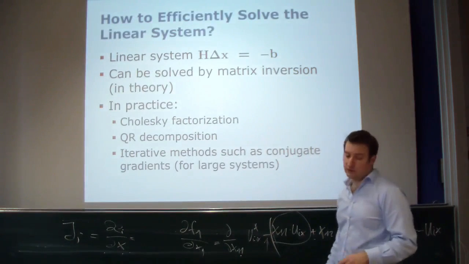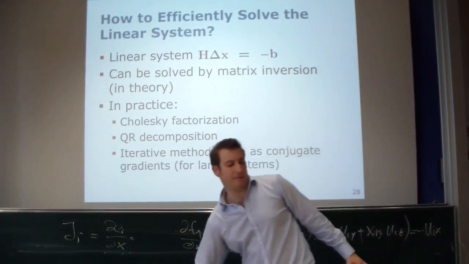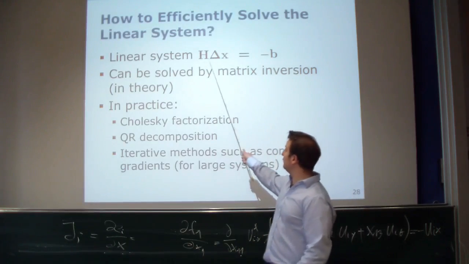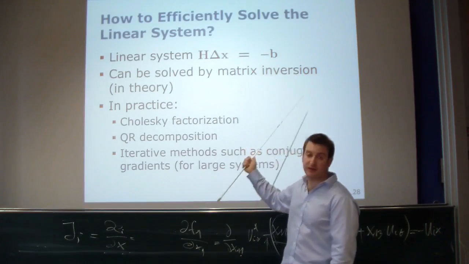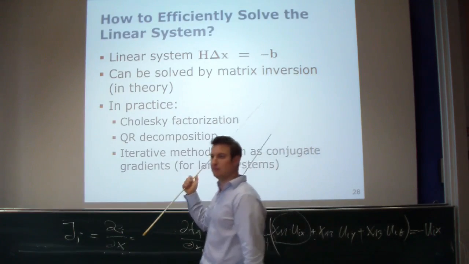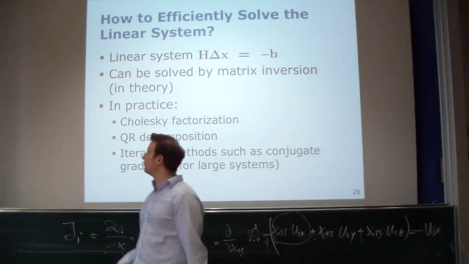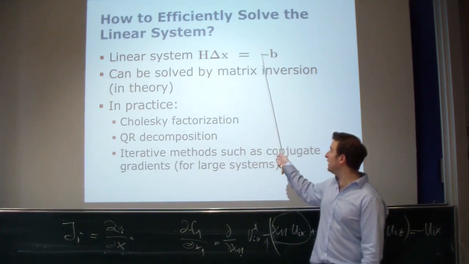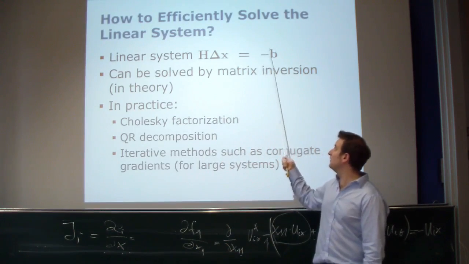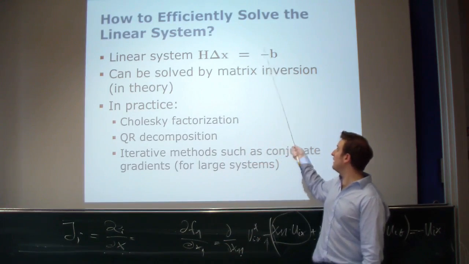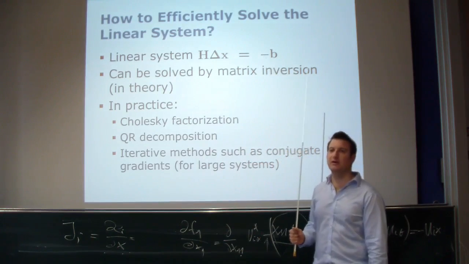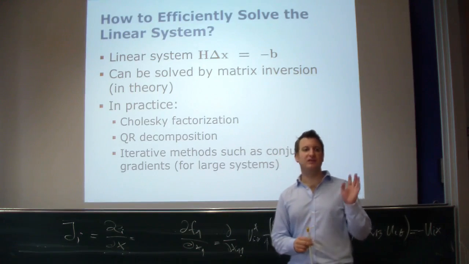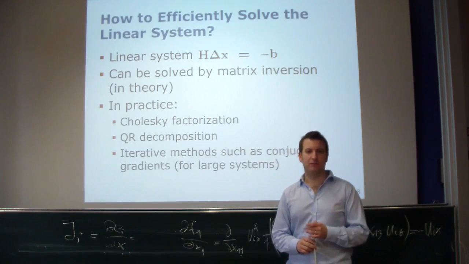So how do I do that? How do I solve a linear system in an effective way? So the linear system is H delta x equals minus b, and I want to solve that. Of course, the standard approach is to really invert H and multiply from the side. I compute H inverse, and then compute minus H inverse times b. But that's very, very ineffective. It has at least cubic complexity.